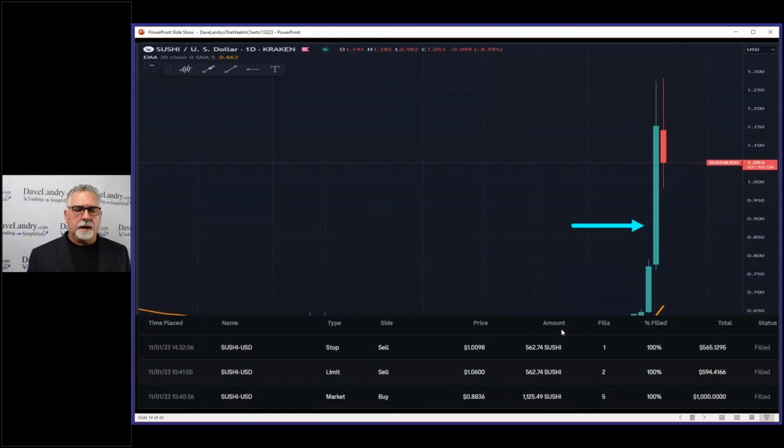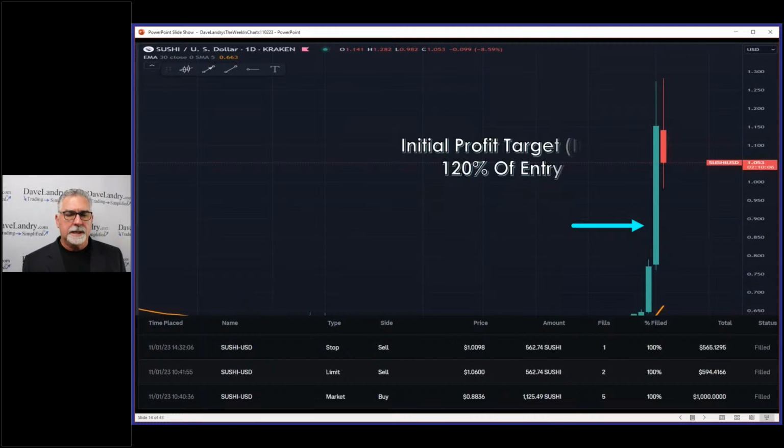But anyway, technically I probably should have gotten in much, much earlier. But when I just got around to doing my crypto scans, I saw this thing was really blasting higher. So I just jumped in at the market. And then what I do with crypto, just to keep it easy because they're so darn volatile, is I just use a 20% initial profit target, or IPT.